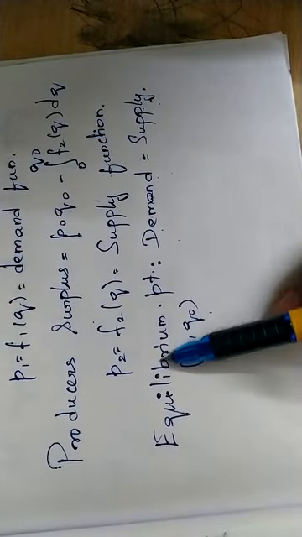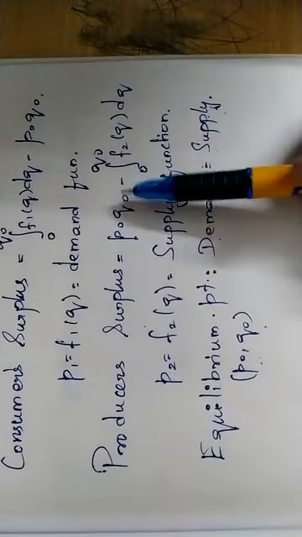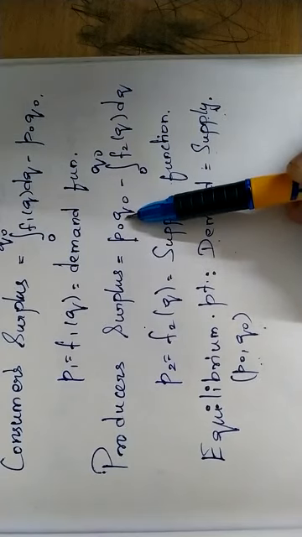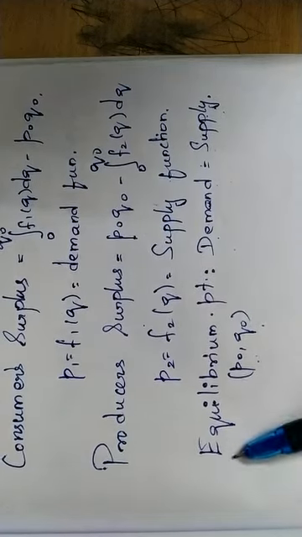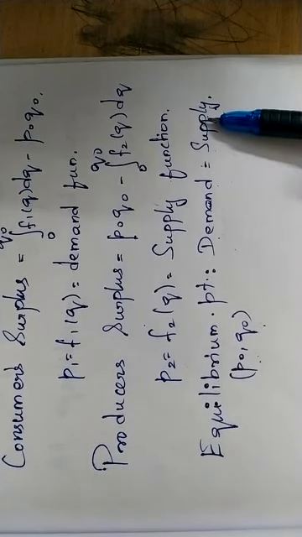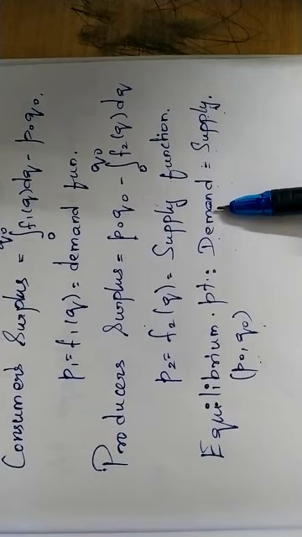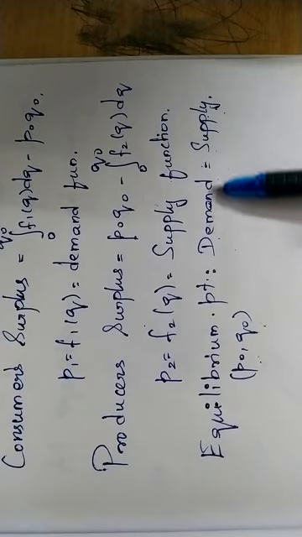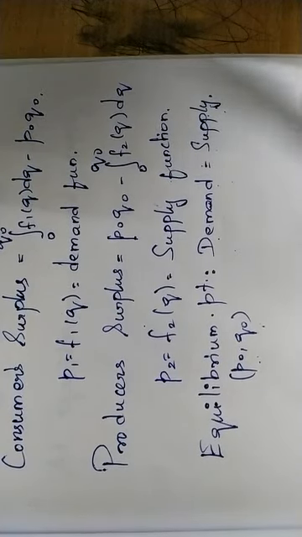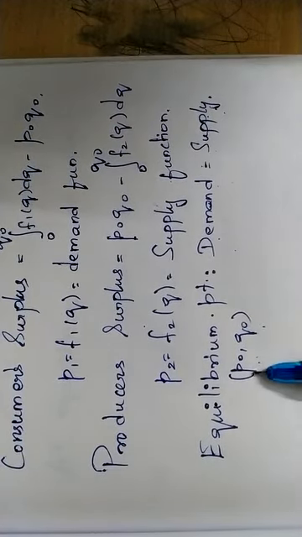So what we need is the value of p naught and q naught. We will obtain the values of p naught and q naught using this concept: at the equilibrium point, your demand will be equal to supply. We need to find that point where demand and supply are equal, and that point is called the equilibrium point. At that point we denote it as p naught comma q naught.